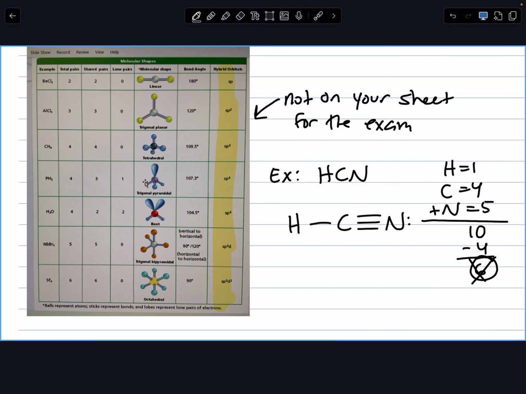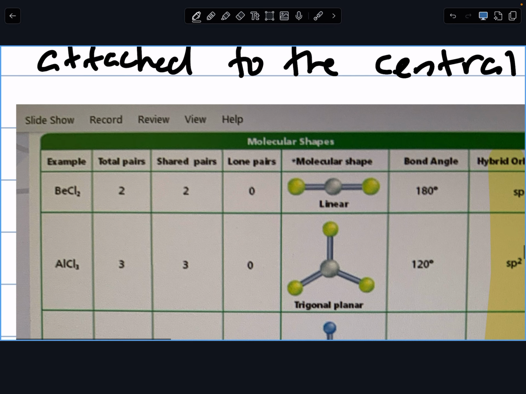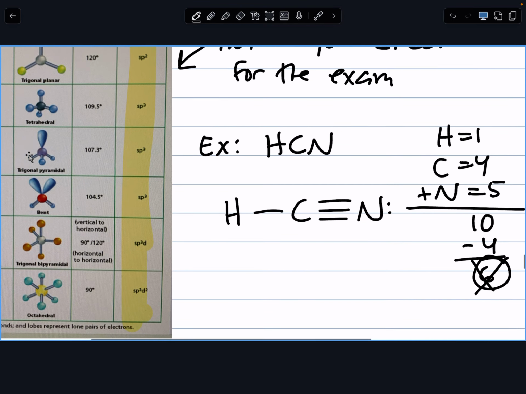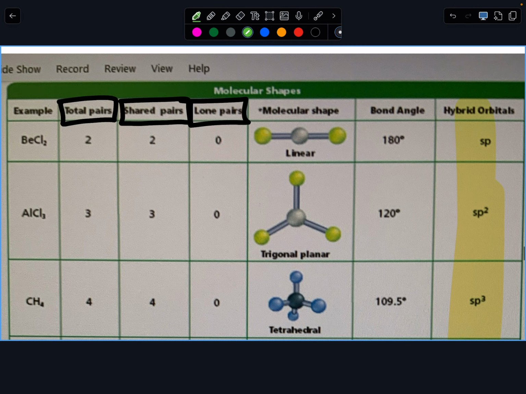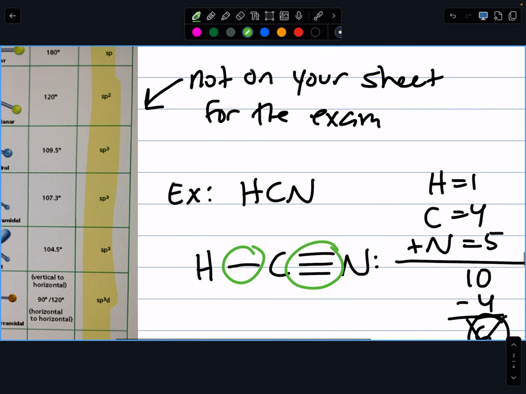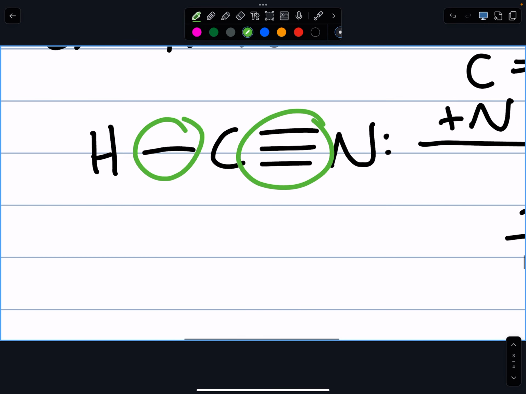So how do I know the shape? Remember, you're trying to identify total pairs, lines, and lone pairs. How many things are touching my central atom? 1, 2. So my total number of things is 2. How many of those things are lines? You don't count the individual lines. You're not saying it's 1, 2, 3, 4 lines. No. It's 1, 2. 2 of them are bonds.